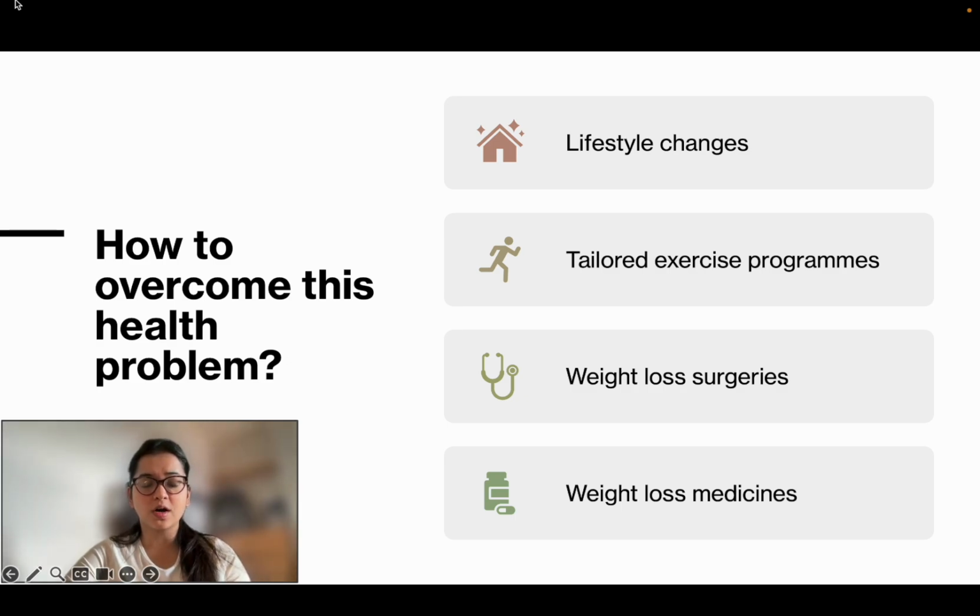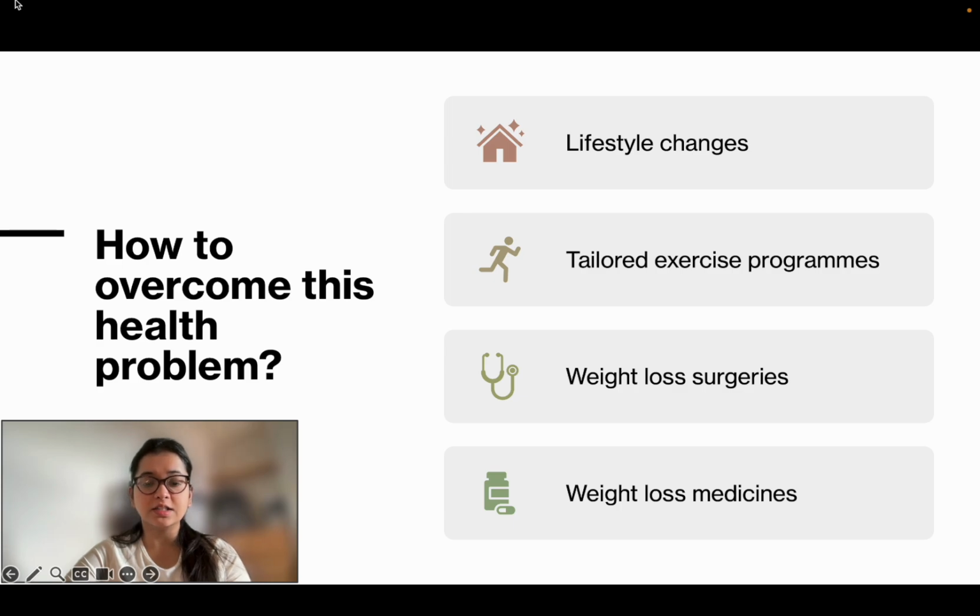Now, how can we overcome this health problem? There are various ways we can tackle this health issue. The first one, and the most commonly used, is lifestyle changes. We can try to have a good diet, like increasing the intake of protein, vegetables, and fruits as compared to fats and fried foods. So, dietary modifications are very important.